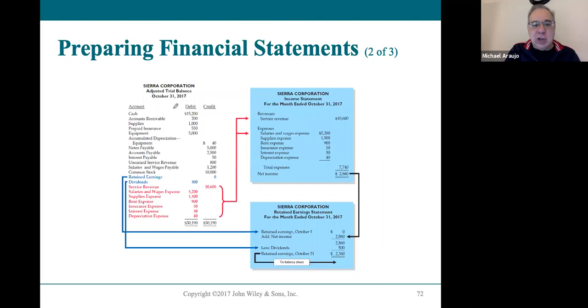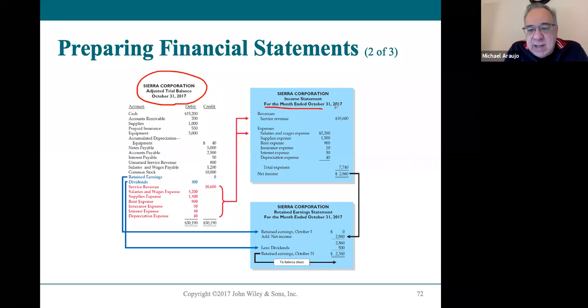Okay. So here is the adjusted trial balance that we just saw on that page. It's on page 171 in your book. But if you want to turn to 172, you'll see this graphic in your book, this illustration. Notice that the very first thing we do is the income statement. And the income statement has the revenue and expenses. So where do we get the number and the account? Well, we get it from the adjusted trial balance.